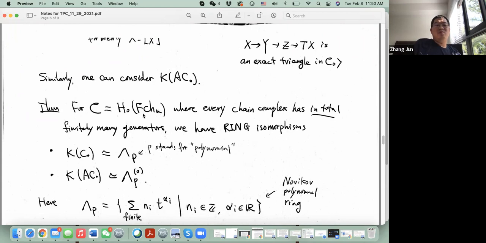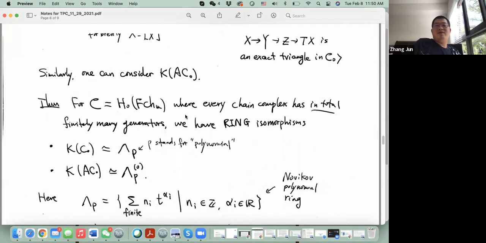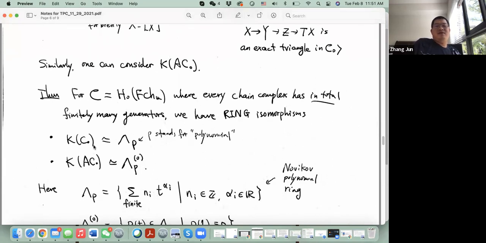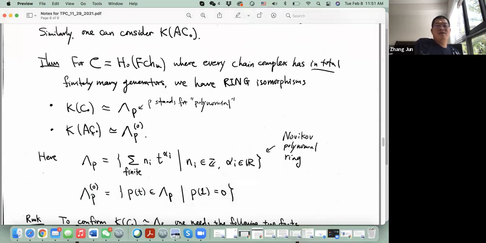If we consider the previous one, the homotopy category of the category of filtered chain complexes, then we can compute very precisely what is the K group of this category, or the C0 of this category. Let's say I want to write things in a clean way. Here I have a strong condition that every chain complex is total finite, so this index is finitely supported. And then we will have a ring isomorphism of the K group of C0 to the lambda P. P stands for polynomial. And another one, if I consider acyclic ones, it will be a subring of P.